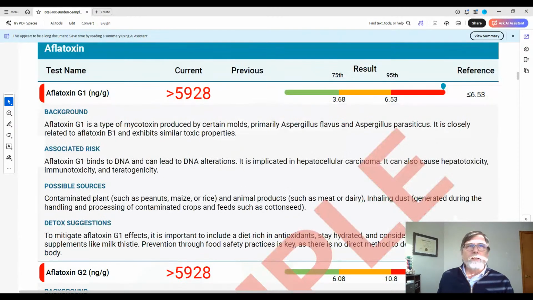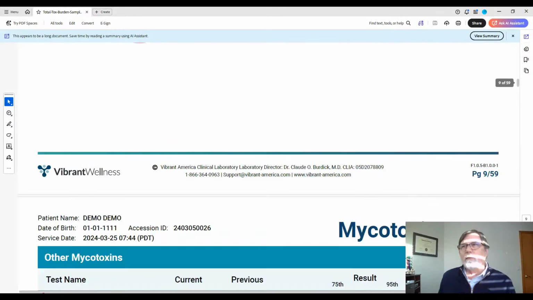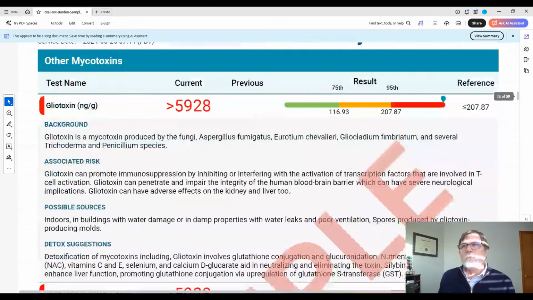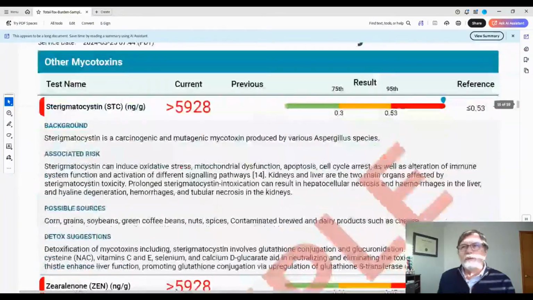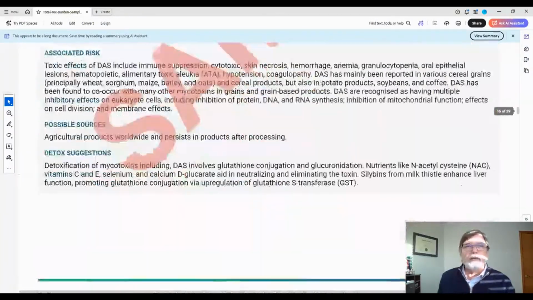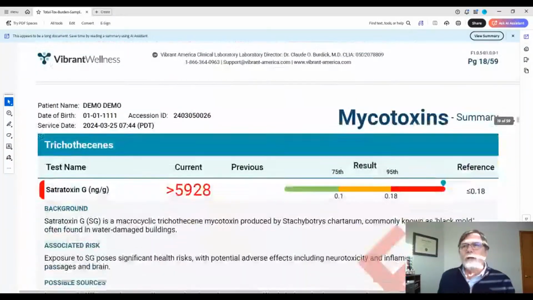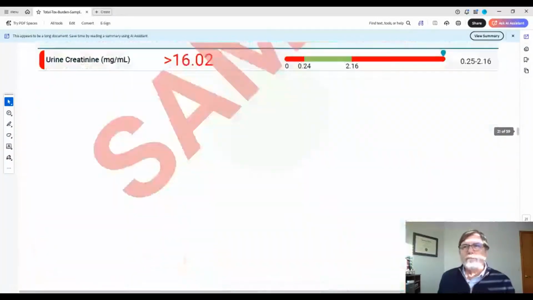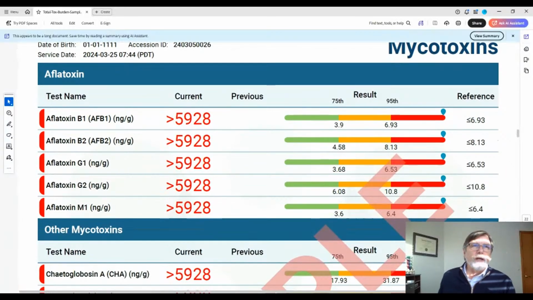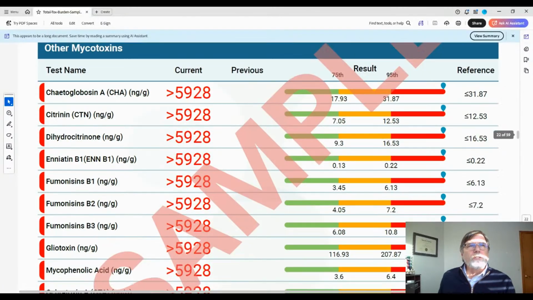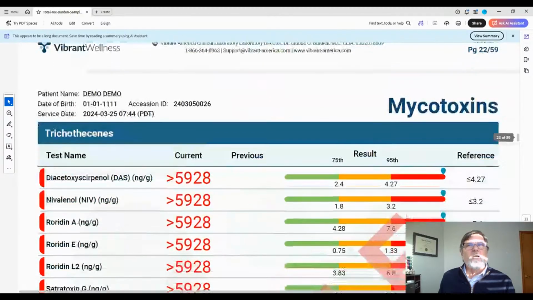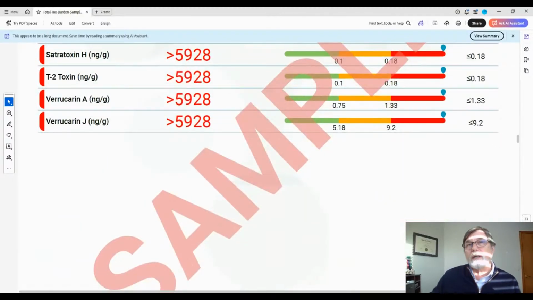Unfortunately, I chose the wrong demo maybe, but every single one of these is high. So this is going to be the world's longest summary. So I'm going to skip through the summary now that we've showed you what the summary is really about. And then I'm going to get to the actual list of mycotoxins. So this is the actual list of mycotoxins. There's the aflatoxins, and the aflatoxins are listed here. The others are listed in this section, and then trichothecenes. And you learn from the summary above, that's where you dive into each one and learn what it is.